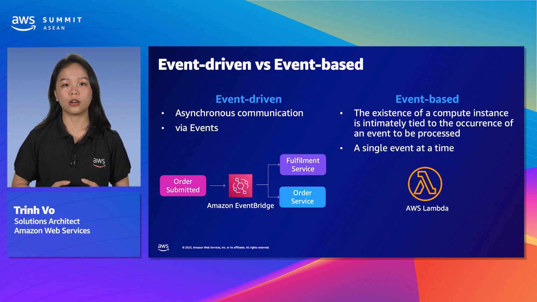As we have mentioned a lot about event-driven architecture, we must understand that it uses asynchronous communication via events. We often see the use of Lambda in event-driven architecture and mistake that Lambda is event-driven, but it is actually event-based. What does event-based mean exactly? Event-based means that the existence of a compute instance, here a Lambda function, is intimately tied to the occurrence of an event to be processed, one at a time.